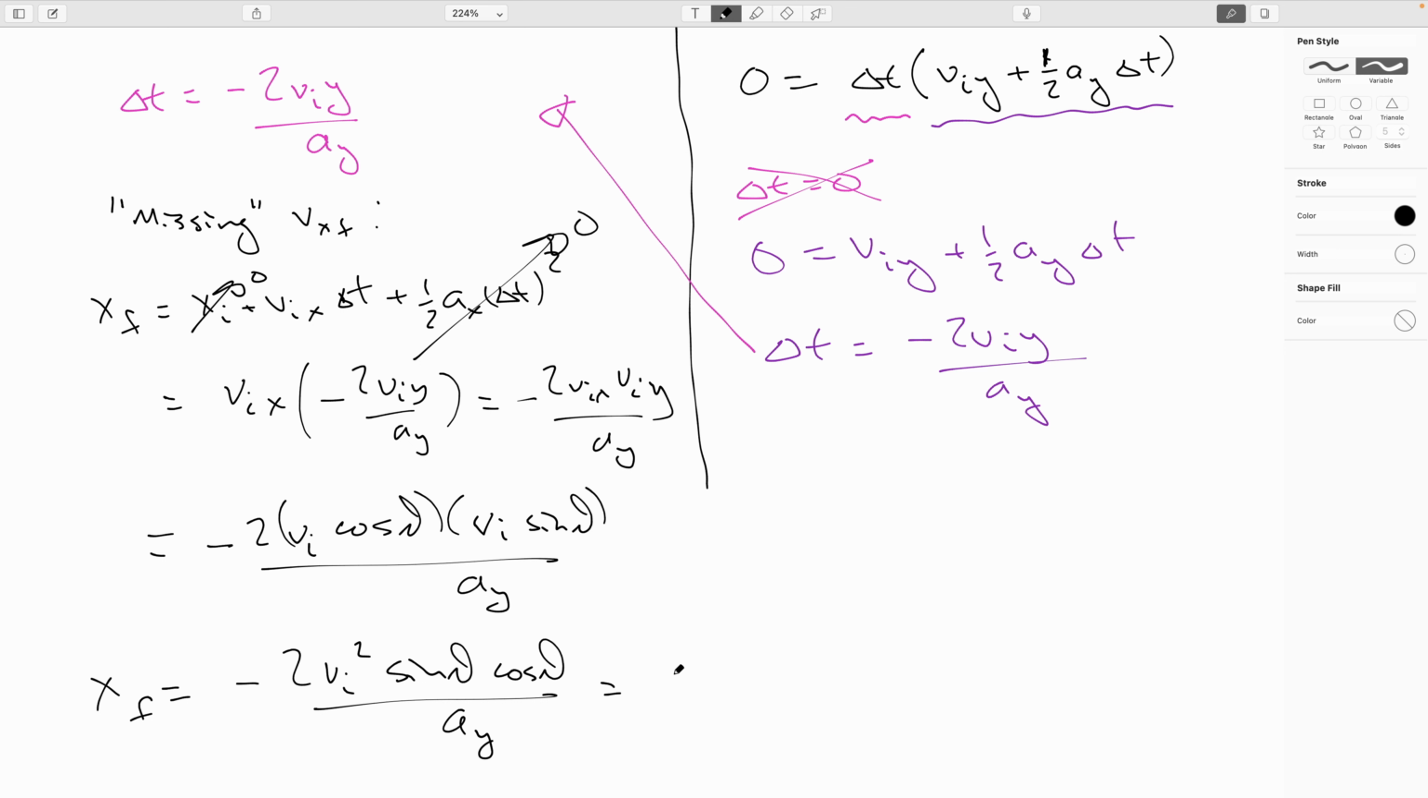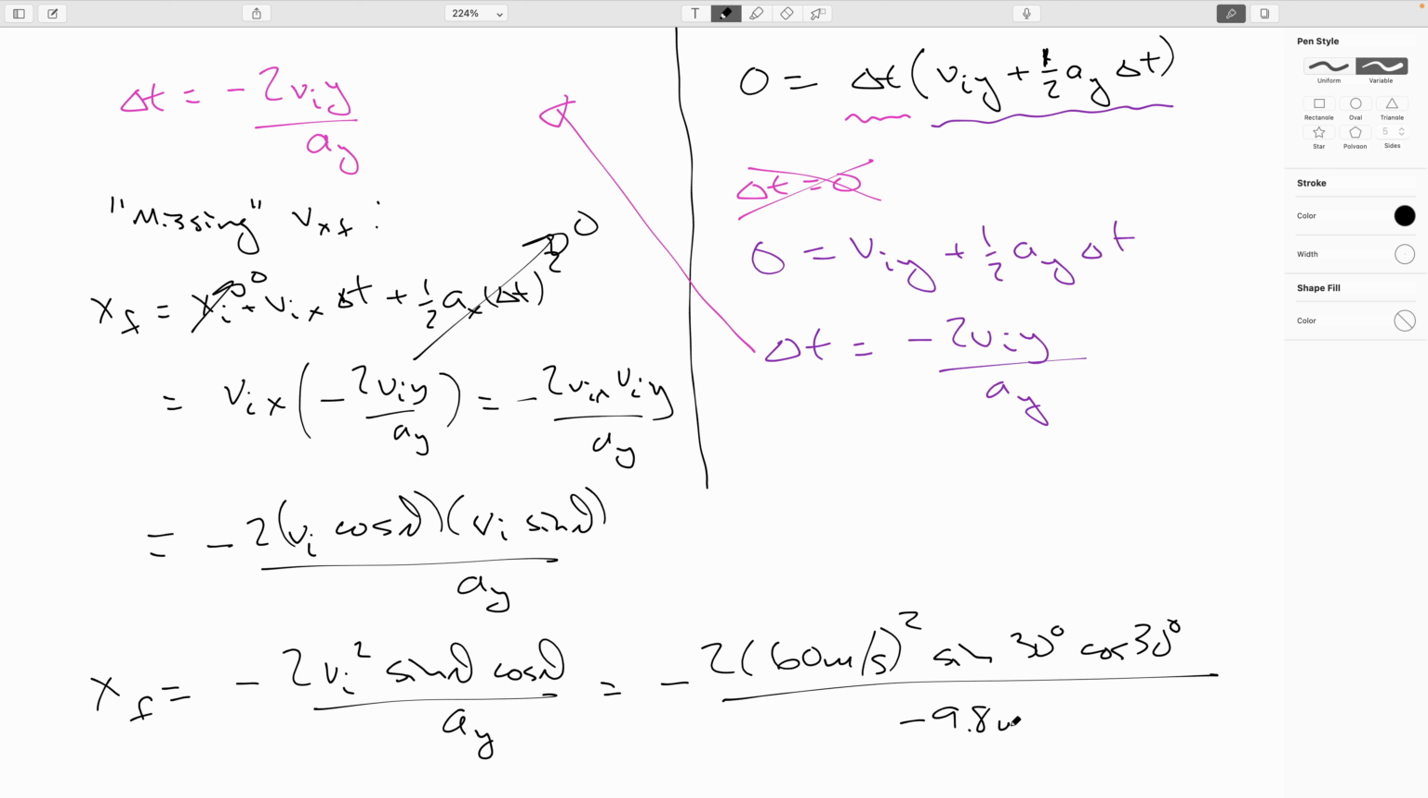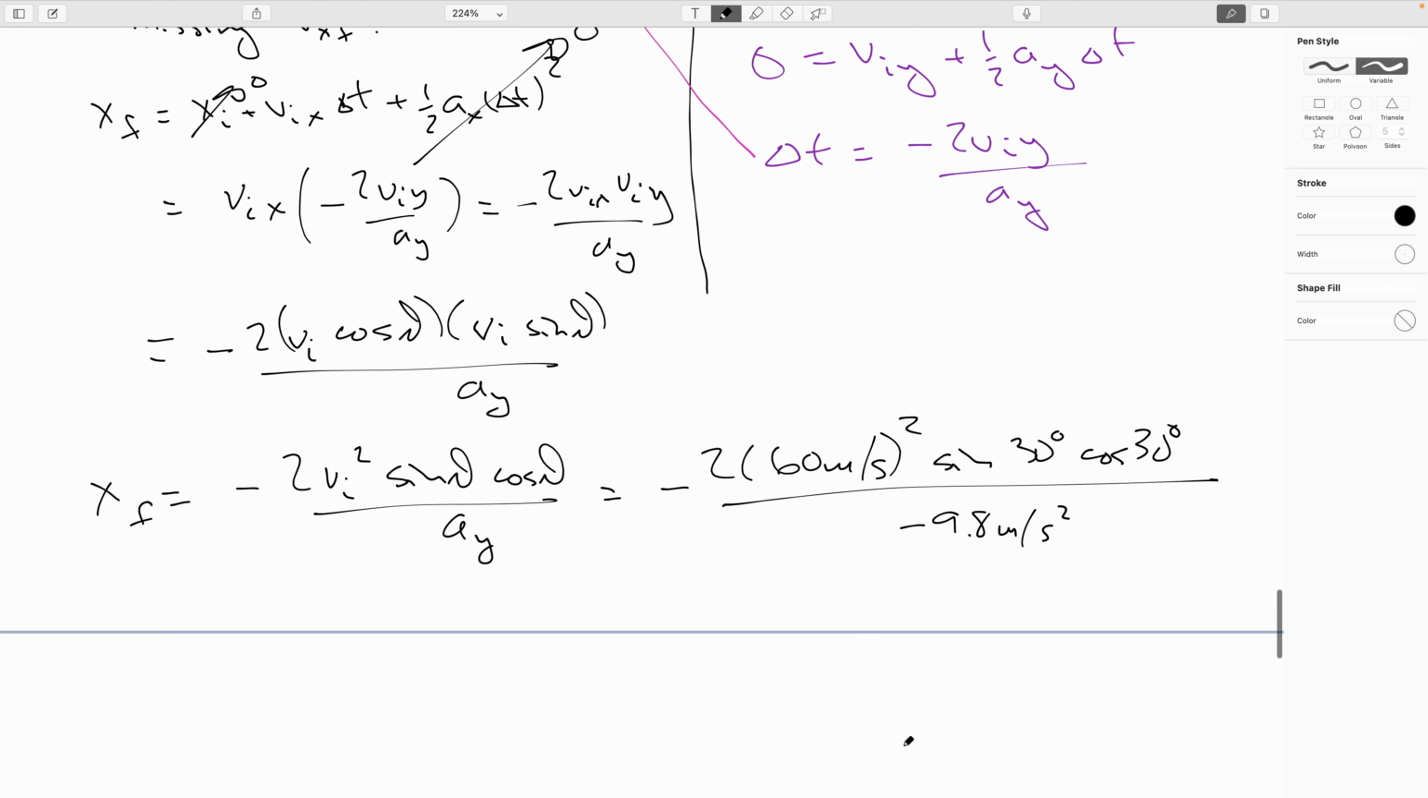Now let's go ahead and put in our numbers. So this will be minus 2 times 60 meters per second, squared, sine of 30 cosine of 30 over minus 9.8 meters per second squared. So those minus signs will cancel. That's good. And we get finally that x final is plus 318 meters. All right. So the units check. That's good.